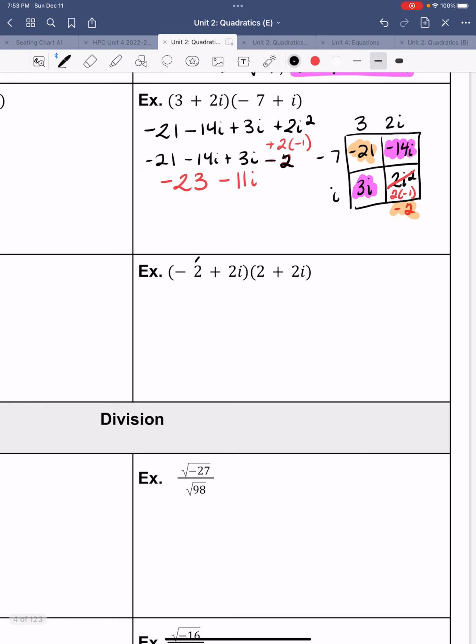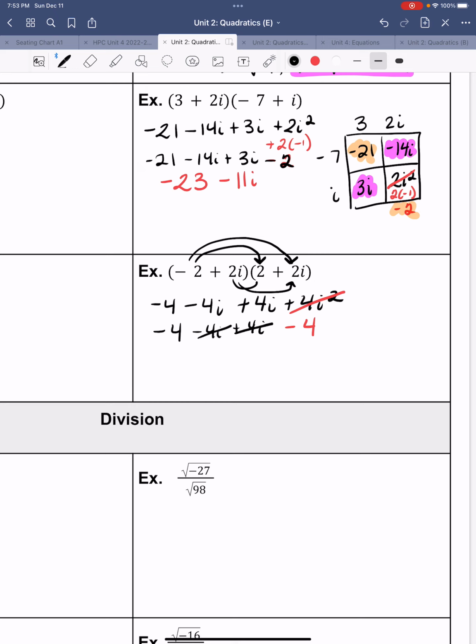All right, let's look at FOIL on this last one. We're going to go ahead and do negative 2 times 2, which gives me negative 4. Negative 2 times 2i gives me a negative 4i, positive 4i, and a positive 4i squared. So again, that i squared means 4 times negative 1, which is a negative 4. So I'm going to cancel that out and write negative 4. So now I have negative 4, subtract 4i, plus 4i, subtract 4. These two cancel out. I'm just left with negative 8.